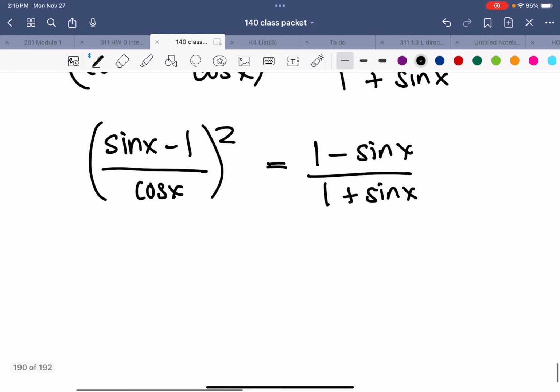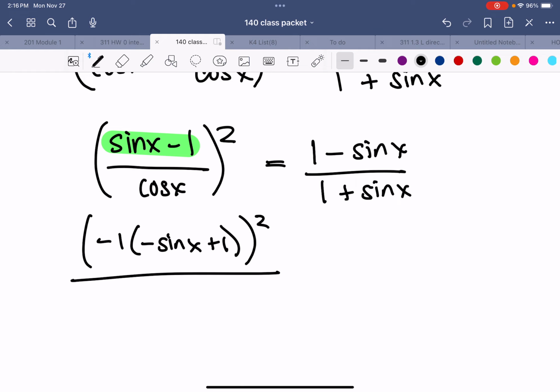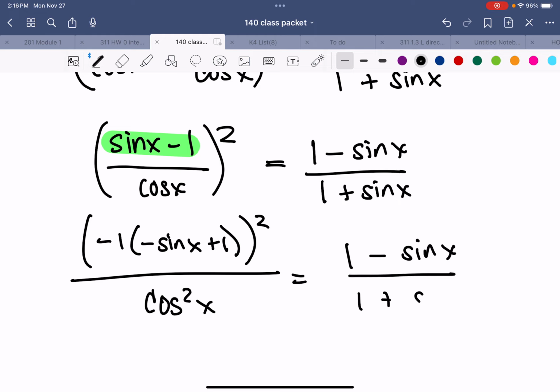All right, now here's what I want to do. I'm going to do two things. I'm going to factor a negative out of this, so this one is just a tad different. Factor a negative out of that, so that's negative 1 times negative sine x plus 1, square all of that, all over the cosine squared. So distribute that square. That gives me 1 minus sine x over 1 plus sine x.